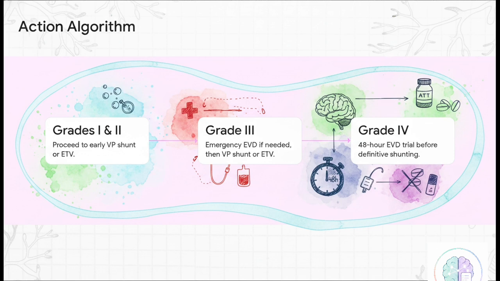If they're grade 3, you ask, is it an emergency? If yes, pop in an EVD, then transition to a VP shunt or ETV. If it's not an emergency, just go straight to the definitive shunt. But if they're grade 4, that's where we hit that strict 48-hour EVD trial. If they wake up a bit and improve to a grade 1, 2, or 3, they get the shunt. If nothing changes, you pull the EVD and pivot exclusively to conservative treatment and ATT.